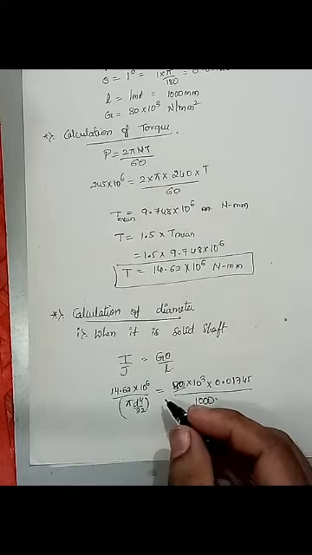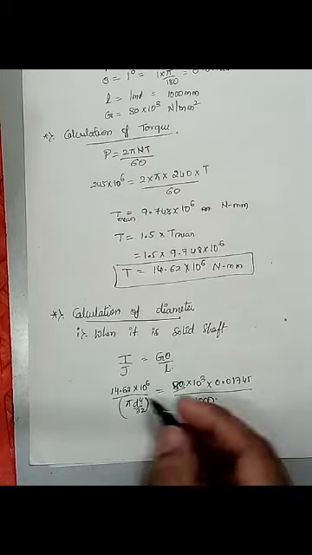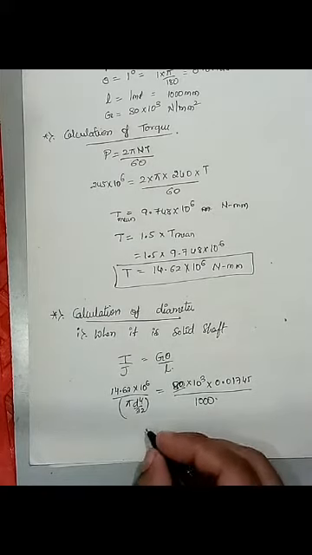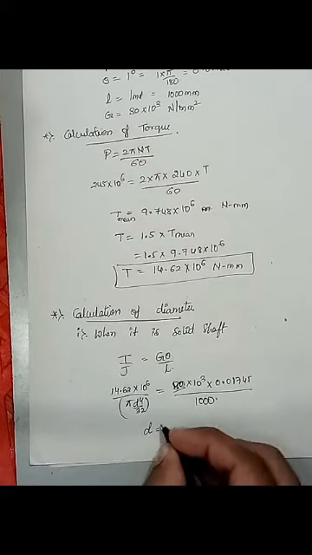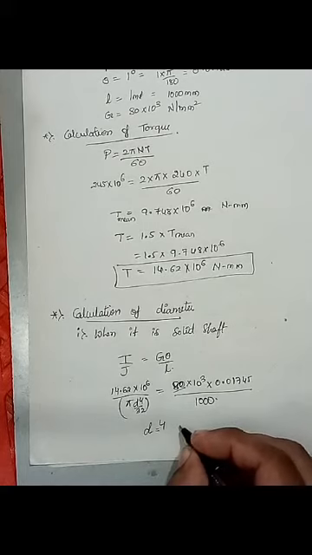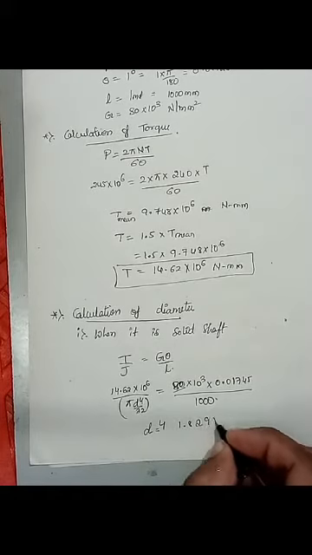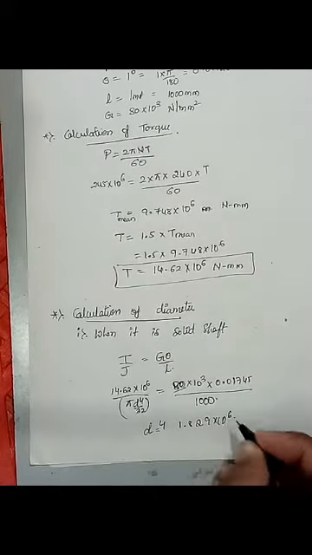From this you can calculate. I'll directly give you the answer for D. I get D raised to 4 equals 1.829 into 10 to the power of 6. Please calculate it yourself, or else it will be a waste of time.